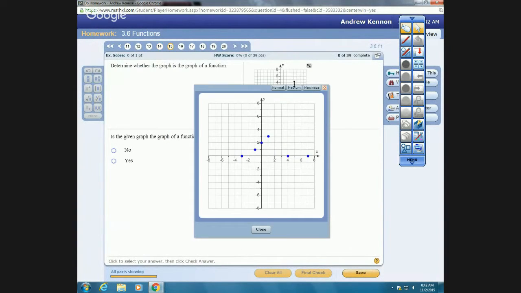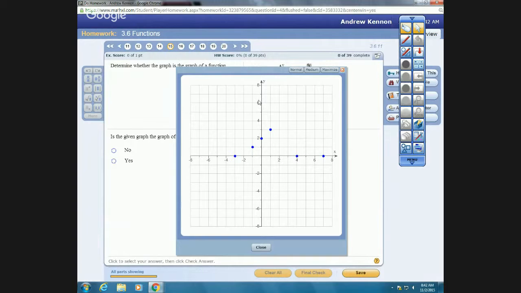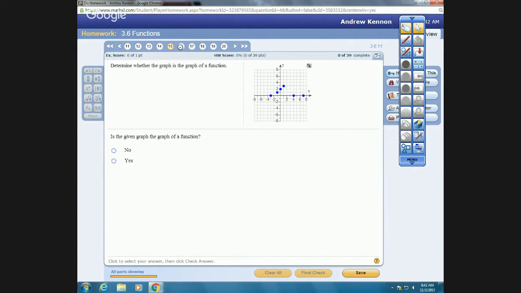All right, so like this one, if I draw, is there anywhere I could draw a vertical line that would hit it twice? No, right? If I do a vertical line here, it only hits it once. So that one is a function because it only hits it once.